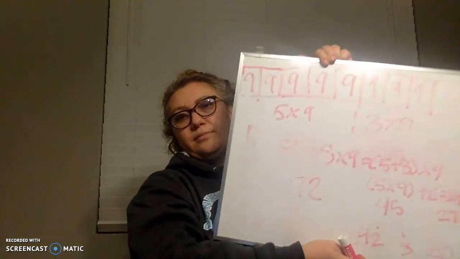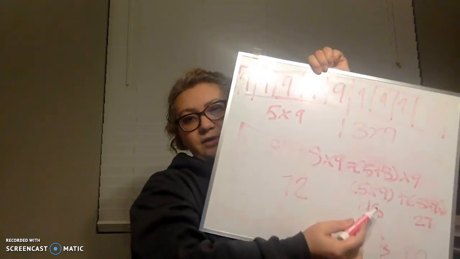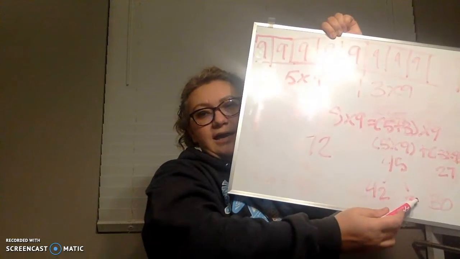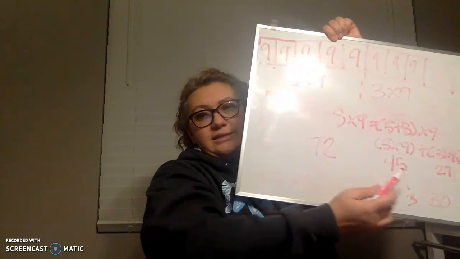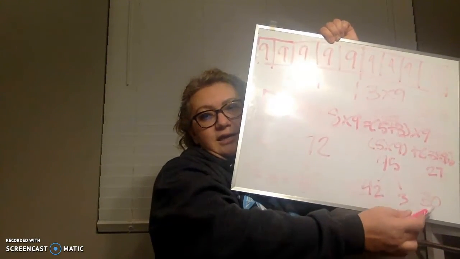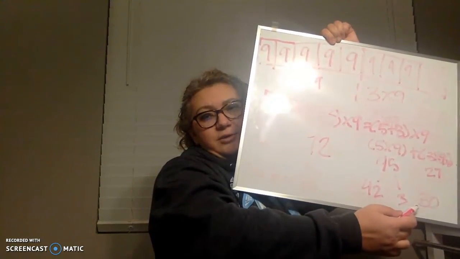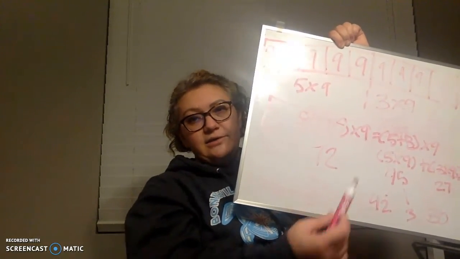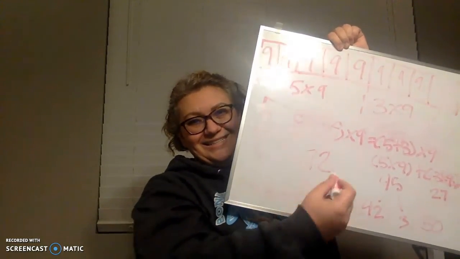Okay, so see how I took the answer to 5 times 9, which is 45, and I broke it up into 42 and 3, so that it gave me 3 plus 27, which equals 30, because 30 is an easier number to work with than 27, and 42 plus 30 equals 72.